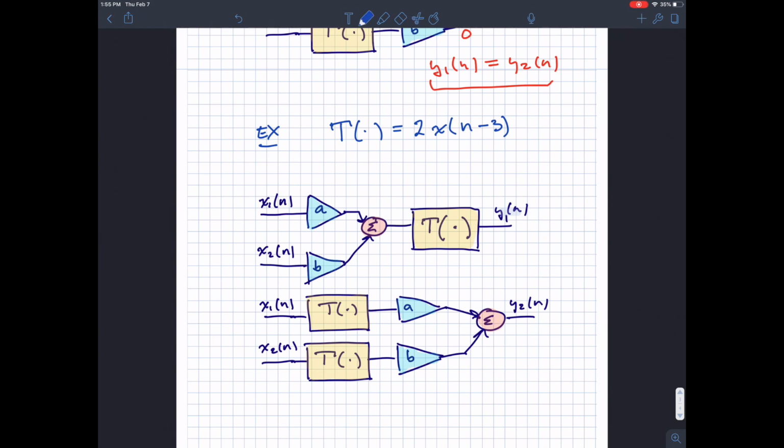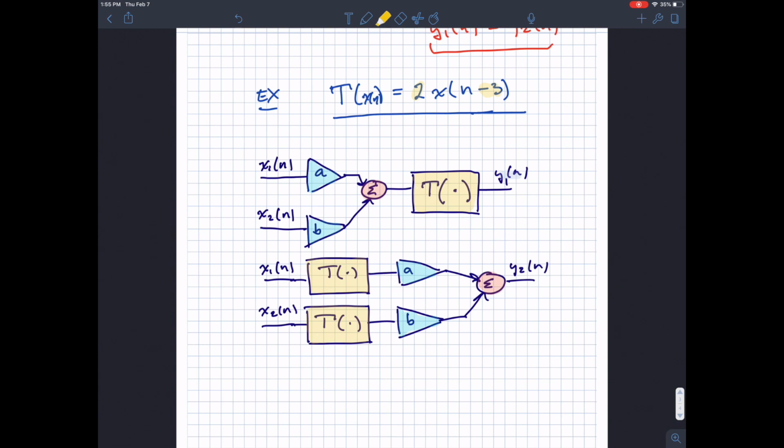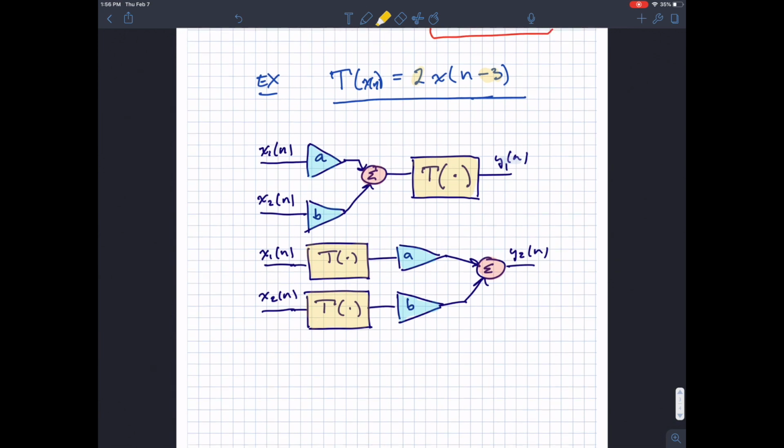Our system definition is you take whatever the input is, this would be x of n, and you form the new signal, which is a scaling by 2 and a time shift by 3. Okay? So, to prove something's linear, we have to apply both of these systems, find y1 and y2.